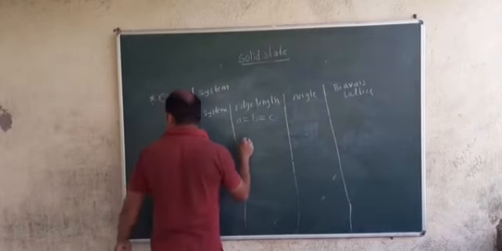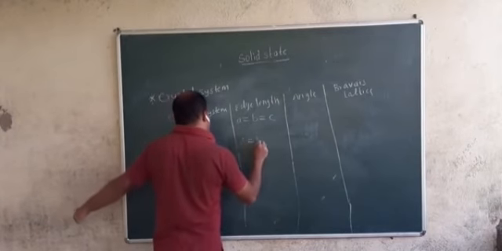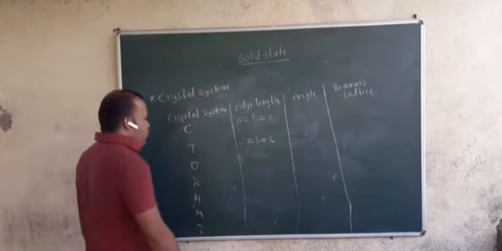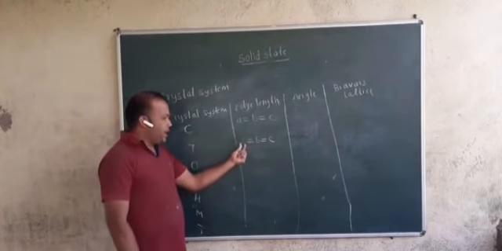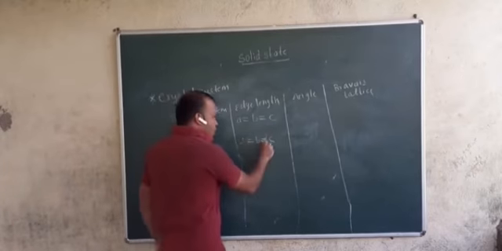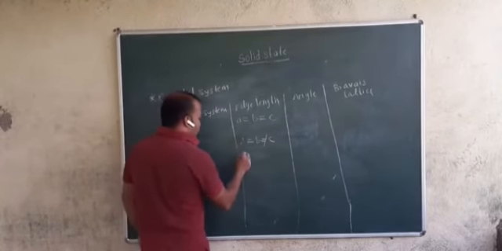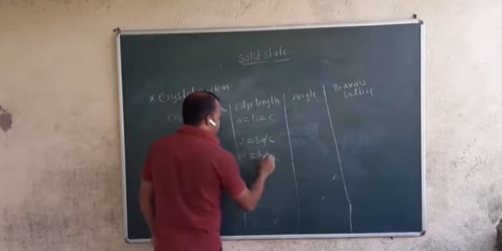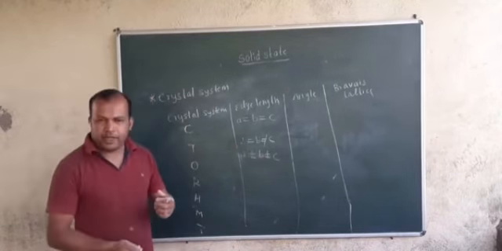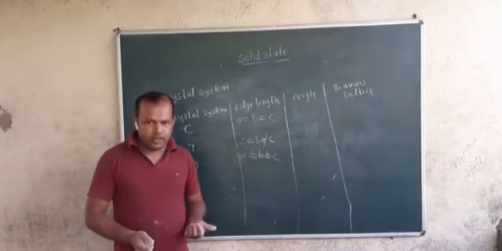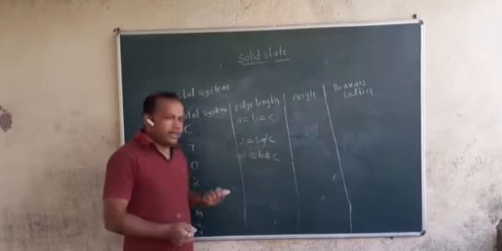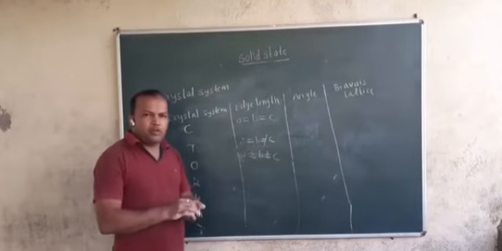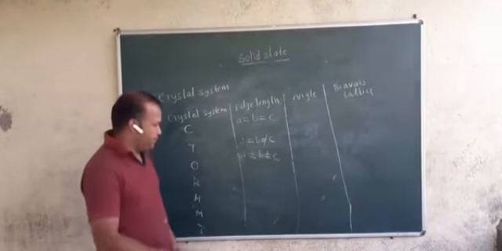Here A is equal to B, B is not equal to C. Third one, A is not equal to B, B is not equal to C. Okay students, first A is equal to B, B is equal to C. Second, A is equal to B, B is not equal to C. Third, A is not equal to B, B is not equal to C.